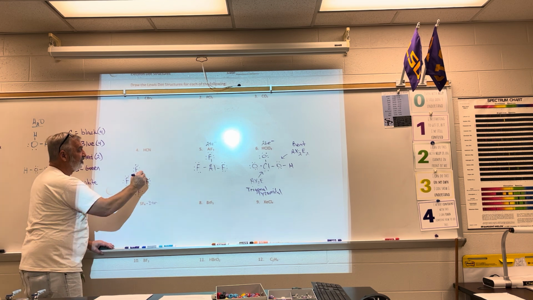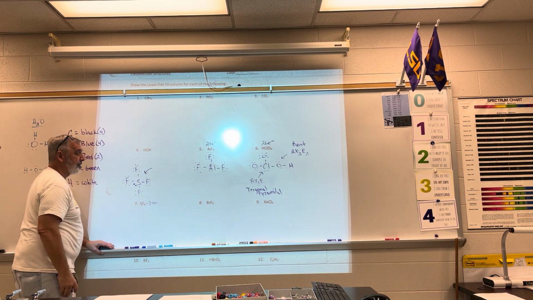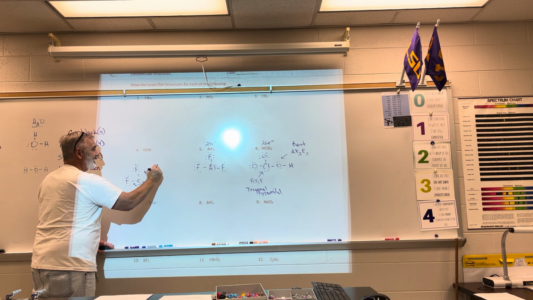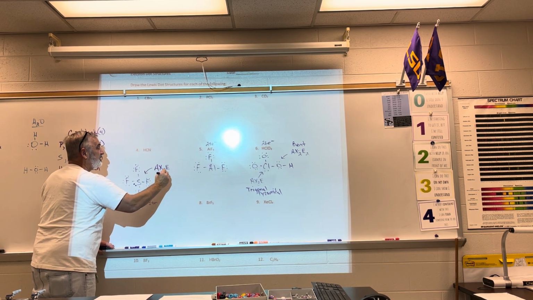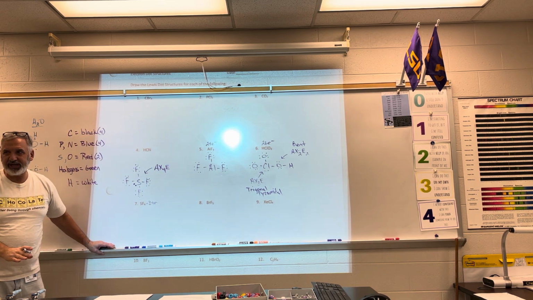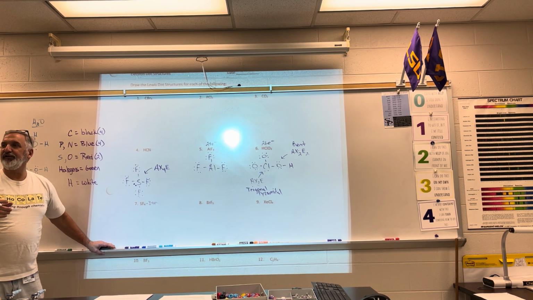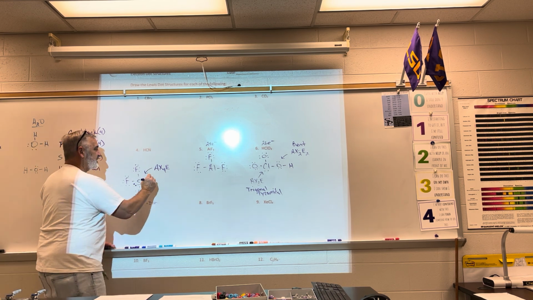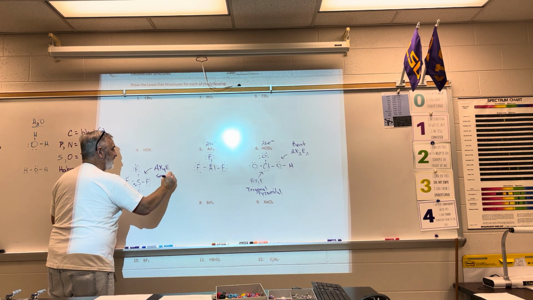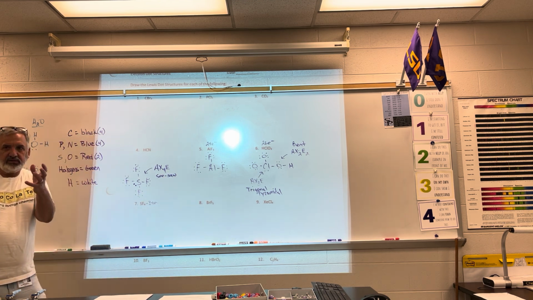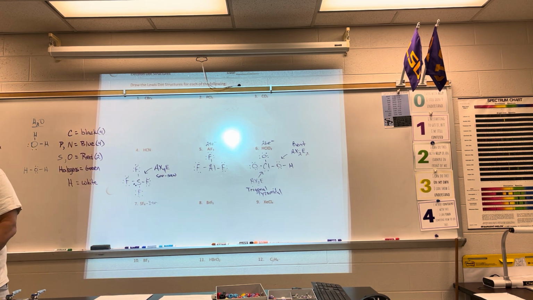So what's my AX formula for the sulfur? AX4E. Okay, but again, that's not my answer. That's not a shape, that's just a general formula that's going to get us there. So when you look at AX4E, what's the shape? It's going to be seesaw. Now, if you want to sound a little bit more uppity, distorted tetrahedron. Okay? It's a seesaw. Seesaw is so much easier.